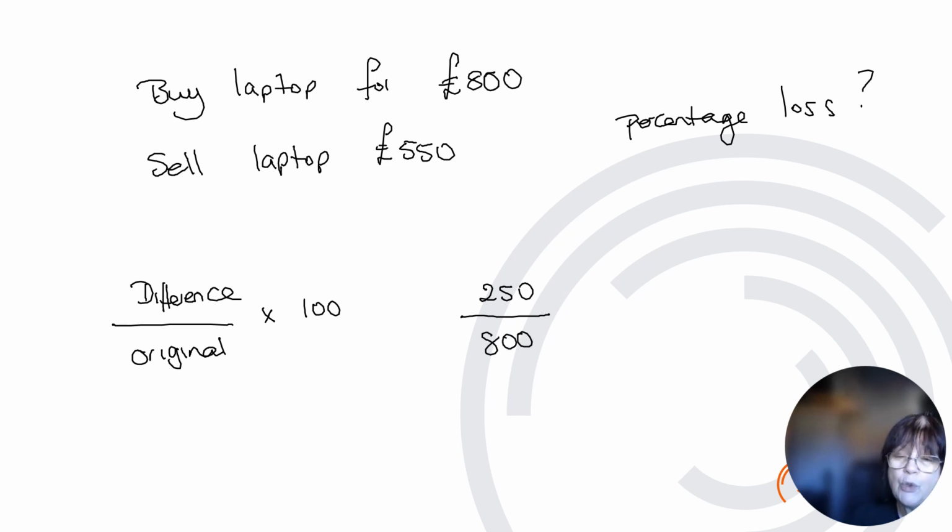So I do 250, the difference between the two numbers, divide by the original, where I started, multiplied by 100. So I have got £250 out of my £800. And times it by 100 gives me the percentage. So if I do that, I will end up with 31.25%. So my loss is 31.25% loss.